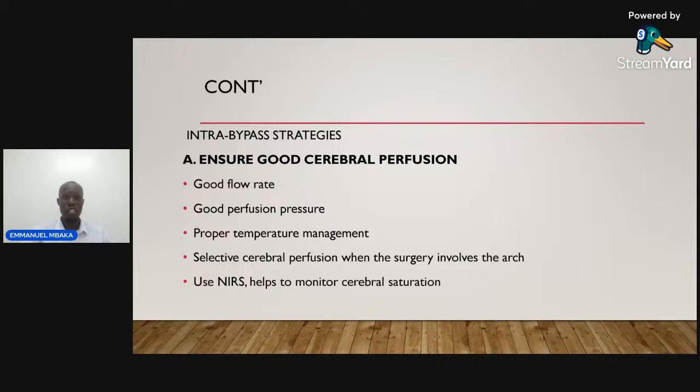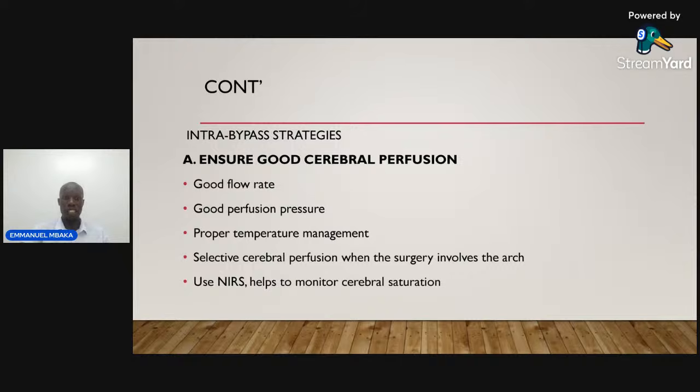Another thing you need to consider is good perfusion pressure. So you need to maintain your MAPs between 40 to 50 millimeters of mercury in infants, and 50 to 60 millimeters of mercury for the older children. Also, you need to work on your proper temperature management, so you need to understand hypothermia. Hypothermia decreases metabolic demand. Mild hypothermia, between 32 to 34 degrees, is for low-risk cases. Moderate hypothermia, between 28 to 32, is for complex repairs. And deep hypothermia, from 18 to around 22 degrees Celsius, is for circulatory arrest.